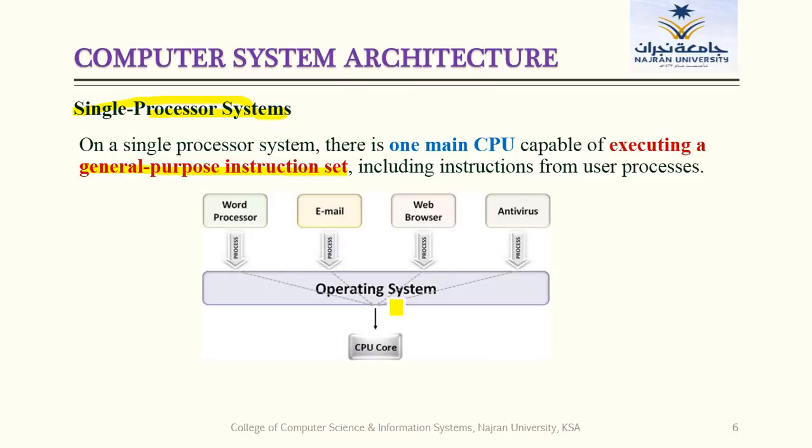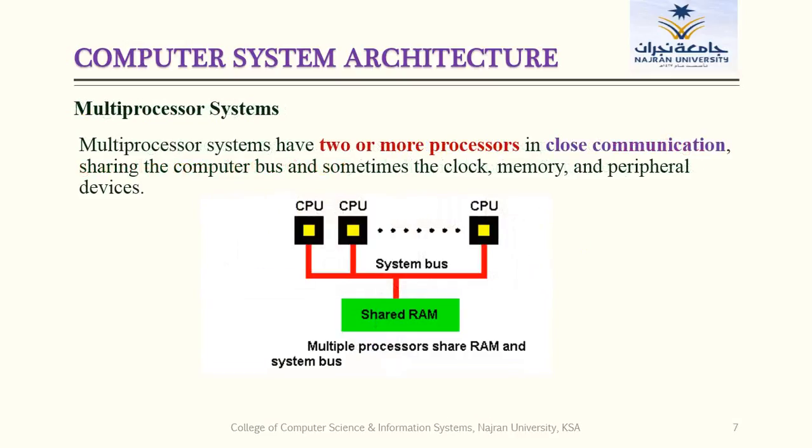As you see in this figure, we have only one CPU core, then we have the operating system, then we have many processes like word processors, email, web browser, antivirus, and there is only one CPU available to execute all the processes. So we have two types of architectures. One is single processor and the second one is multiprocessor, meaning more than one.